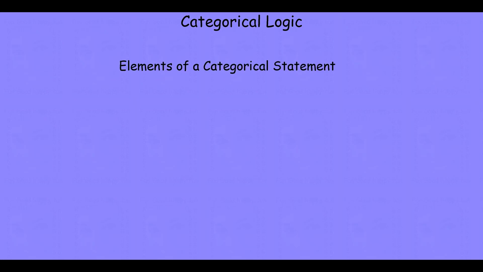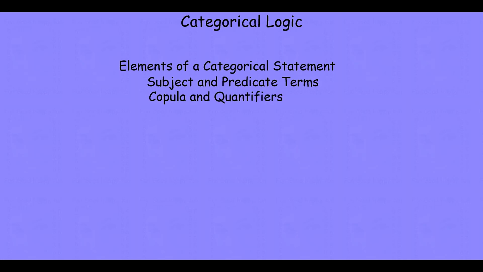We'll start by talking about the elements of a categorical statement. Remember, all arguments are simply structured collections of statements. In the case of categorical logic, those statements are categorical statements. Categorical statements relate classes to each other. How do they do that? Well, they'll have a subject term and a predicate term that pick out classes of things. They'll have a copula and a quantifier that tell us how much of a particular class is related in what way to the other class.